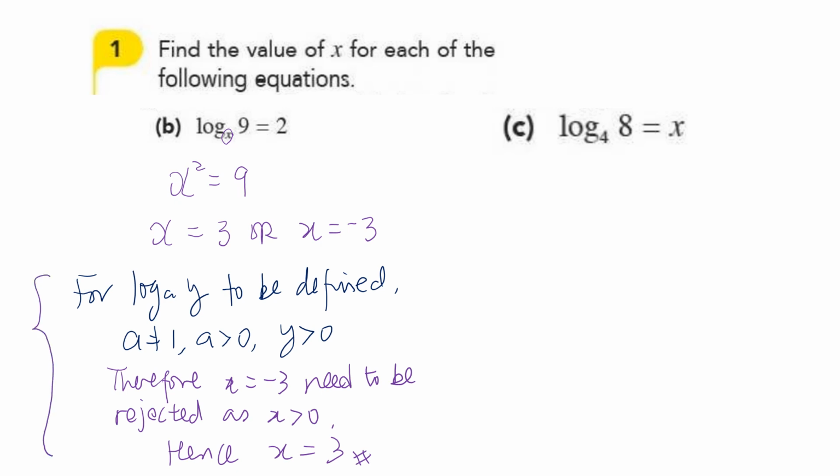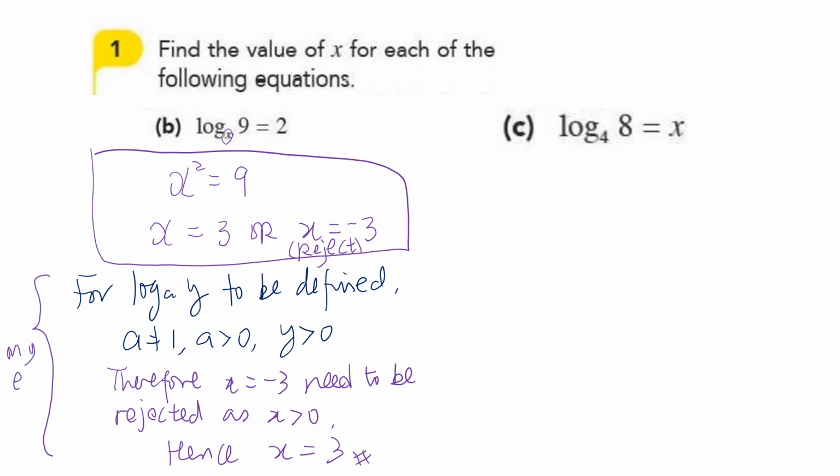So once you have understood why you need to reject x equals negative 3, your solution can just be this part here, and then with a bracket, reject, underneath x equals negative 3. Okay, this is my explanation. So your actual solution can just be this part here.